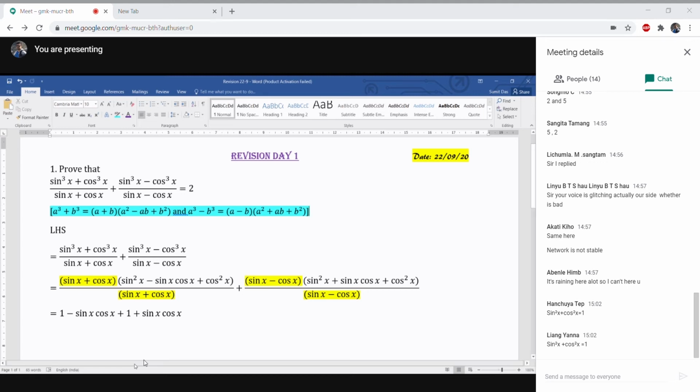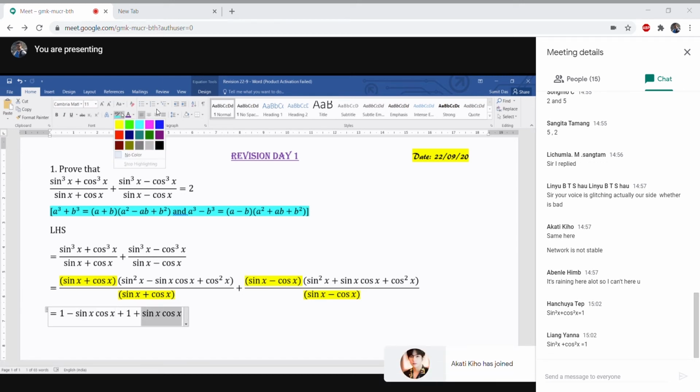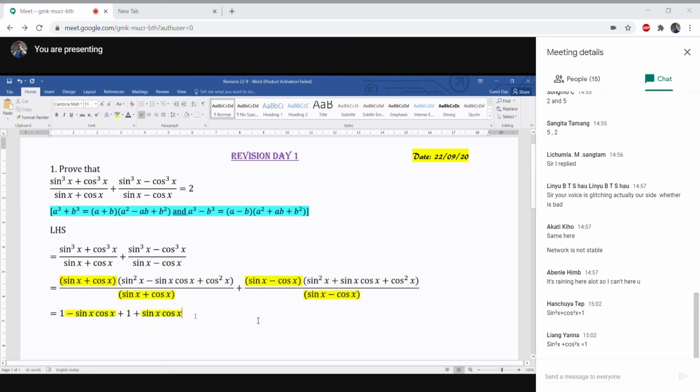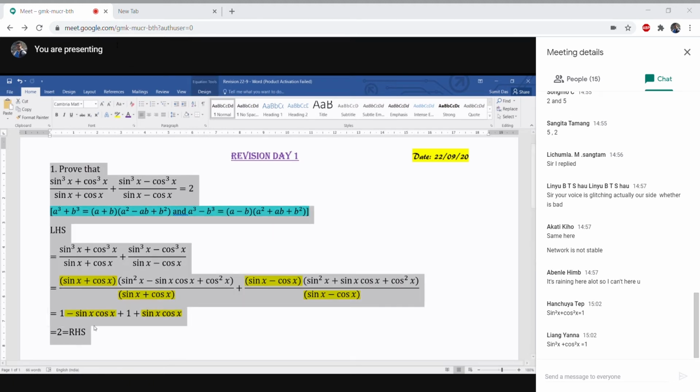So you can see from here, this minus and this plus will be cancelled, right? What will be left? Left will be 2. 1 plus 1 is 2, so that is equal to the RHS. As simple as that, right? Then we'll quickly move on to the next question.